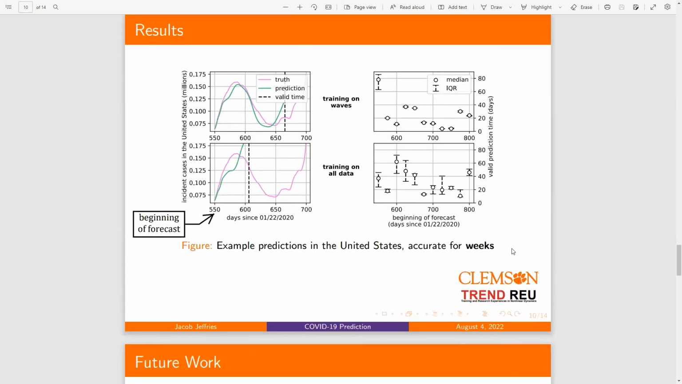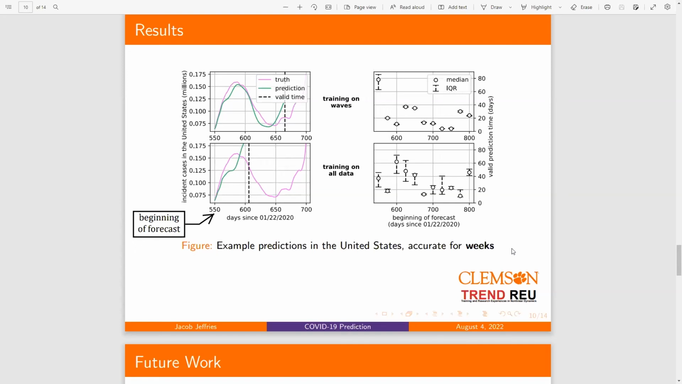So here's some of the results, and this plot's really complicated. But what you see here on the right is, let's say we started the forecast at time 550 days after January 22nd, 2020. What we have in this vertical axis right here is how long that prediction was valuable. So for 550 right here, when we're training on all data, or when we're training on only waves, if we end the training at 550 and begin the forecasting at 550, we see that this prediction is ridiculously accurate. So this is like 100 days accurate, which is insane.